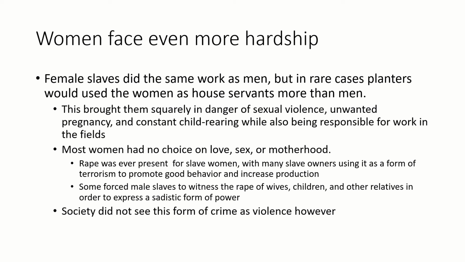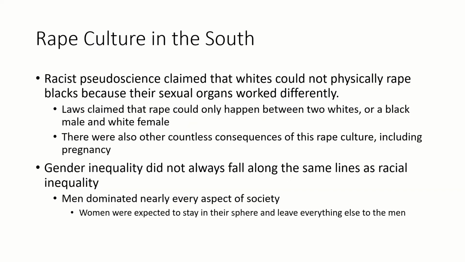As property, enslaved women had no recourse, and society, by and large, did not see a crime of this type as violence. Racist pseudoscience claimed that whites could not actually physically rape Africans or African Americans, as the sexual organs of each were not even compatible in that way. State laws, in some cases, supported this view, claiming that rape could only occur between two white people or a black man and a white woman. All other cases fell under silent acceptance.